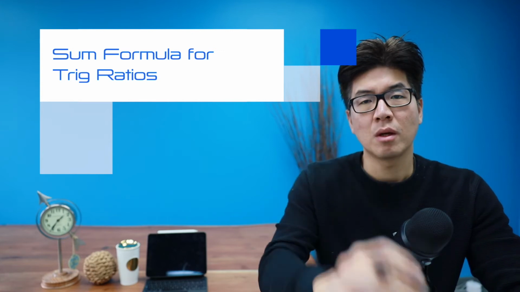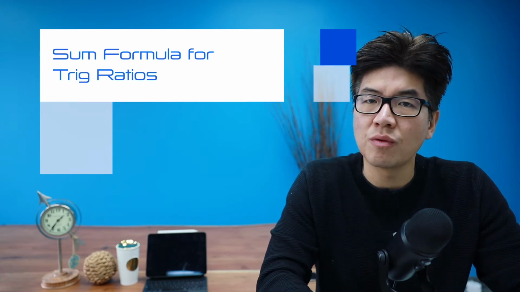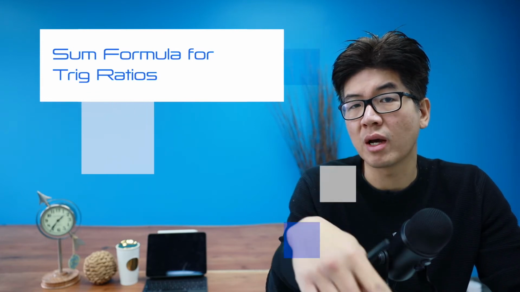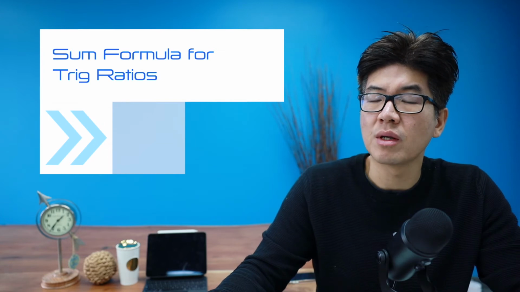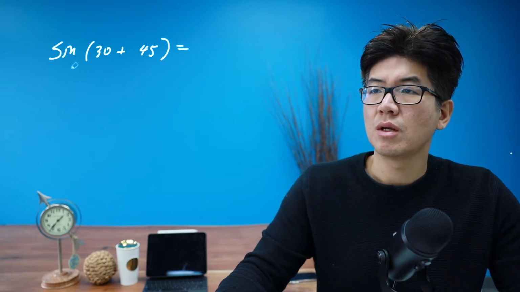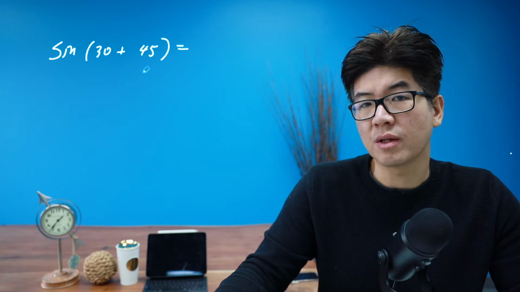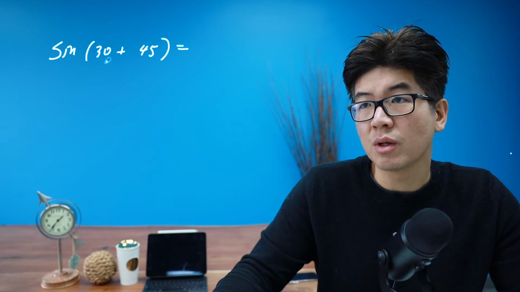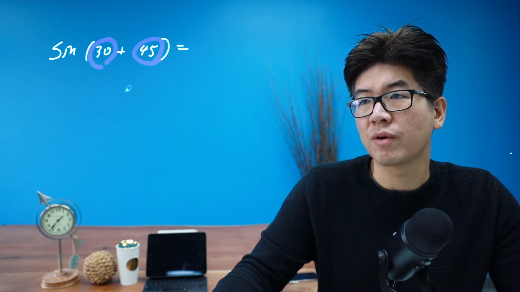So here's a question. If you have sine or cosine, and inside, instead of having a single angle, we have double angles, is there a special formula for this? What I mean is, let's say you have sine of 30 plus 45. Is there a way to simplify this so that we only have to deal with the angles 30 and 45?